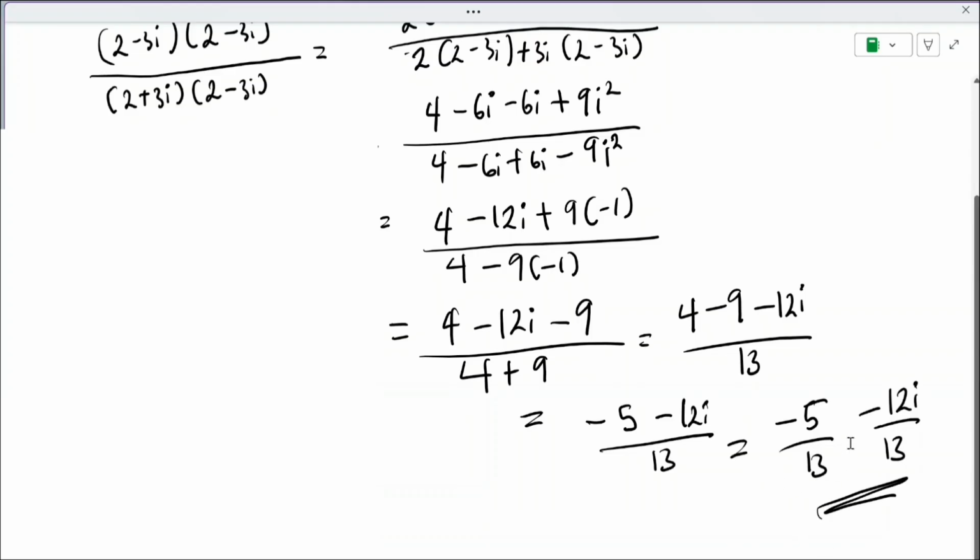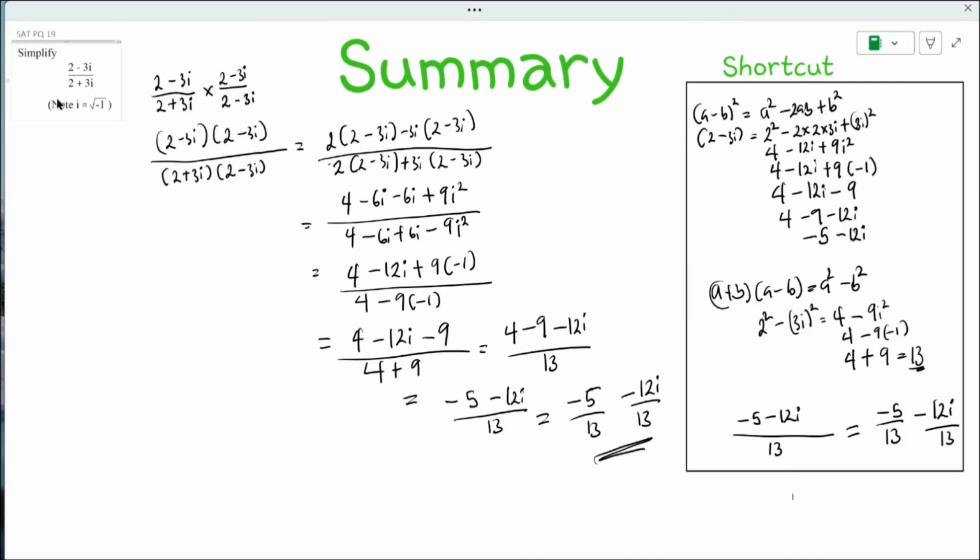Minus 5 over 13 minus 12i over 13. Sometimes, in a question where you have options, this might actually be the answer. So any of these two would still work. Hope you understand. In summary, to simplify this, you just have to multiply both the numerator and the denominator by the conjugate of the denominator. Then you simplify, either using the normal method or the shortcut method. In both cases, you arrive at the same answer.